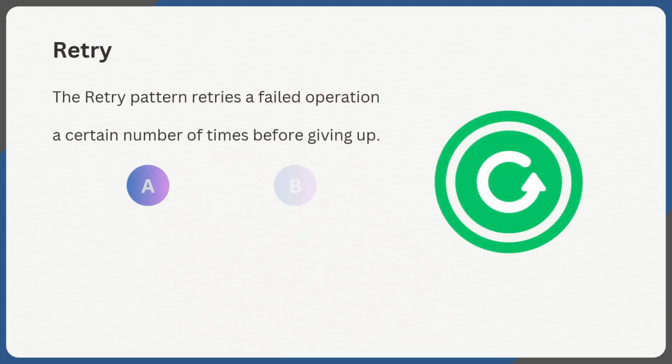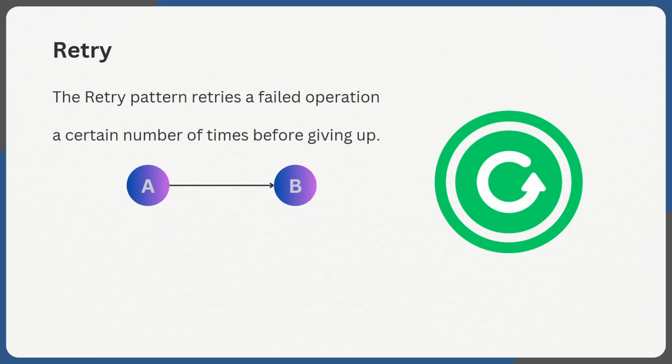Retry is yet another fault-tolerant pattern offered by Resilience4j. Retry, as the name indicates, retries a failed operation a certain number of times before giving up. And this might be useful when you expect that the failure could resolve on its own. For example, a temporary glitch in the network or a momentary high load.